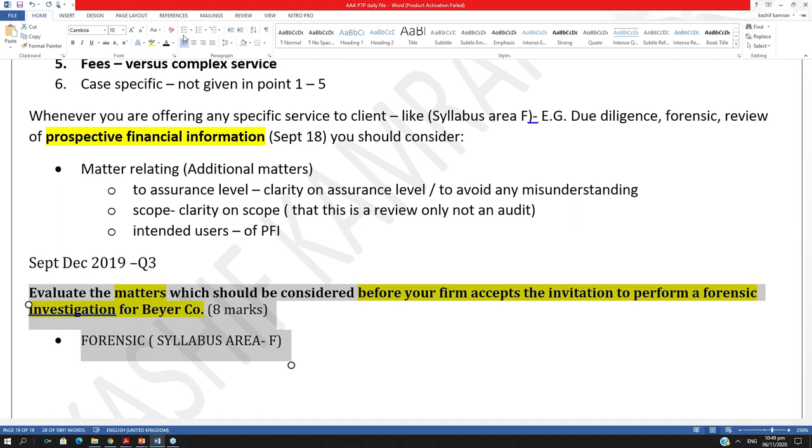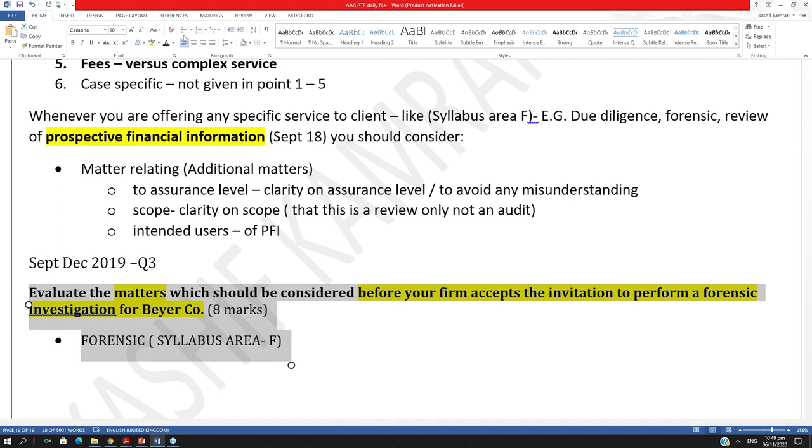So when you do the past papers, you will come across questions like such for 6 marks, 8 marks, 10 marks. Will you be able to handle them now after day 4 of the webinar? Will you be able to put a better answer to this after the day 4 webinar? But you should have knowledge of forensic. You should have knowledge of PFI.